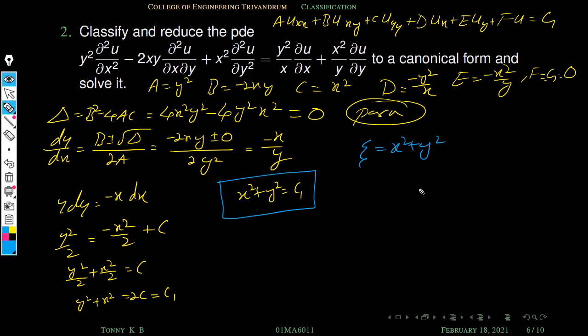Then how to find eta? You can choose any function. Eta has no restriction. In the case of parabolic, you can choose eta as any function of xy. Only thing is eta should be independent of psi, that's all. Independent means eta is not a multiple, eta is not a scalar multiple of psi.